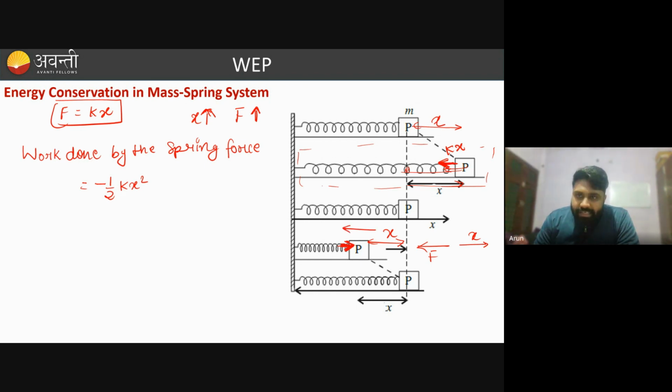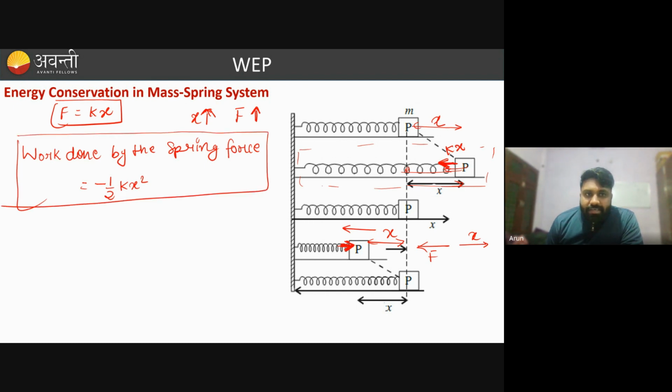So F dot D is equal to FD cos theta, and theta here is 180 degrees. So cos 180 will become minus 1. That is why the work done by the spring force is minus half k x square, where k is the spring constant. Now we know that this spring force is a conservative force.